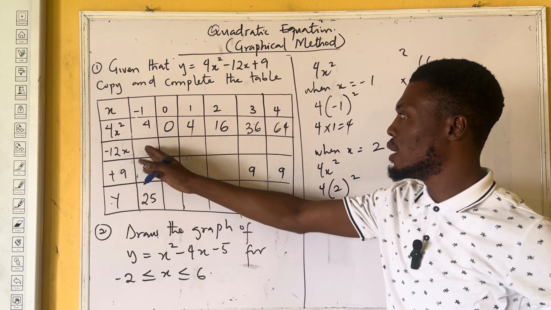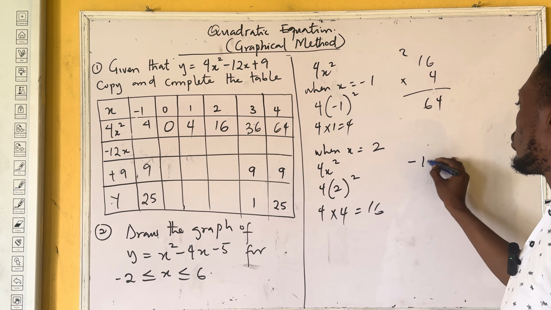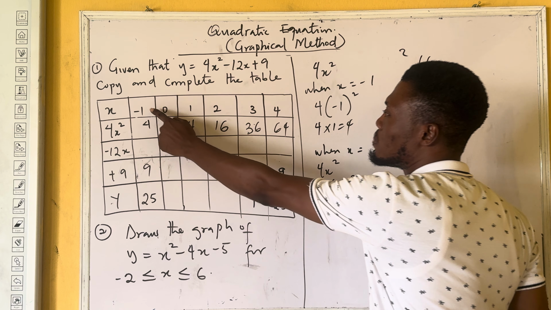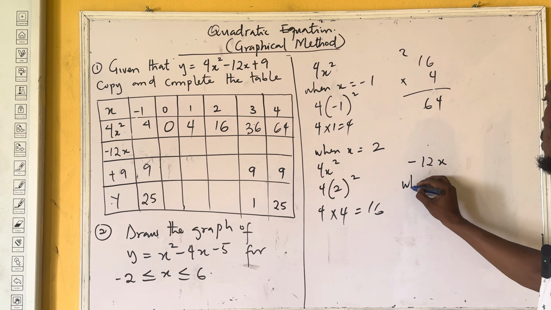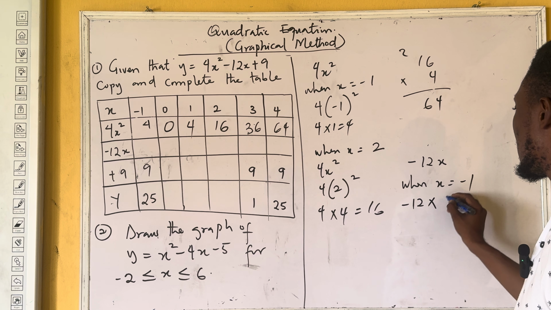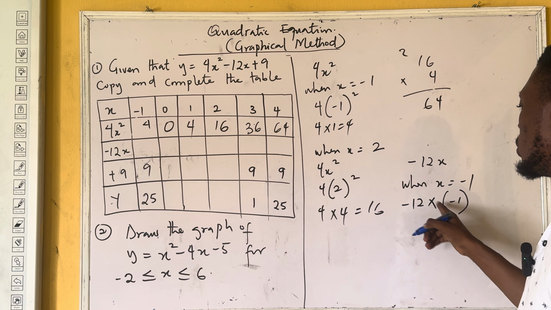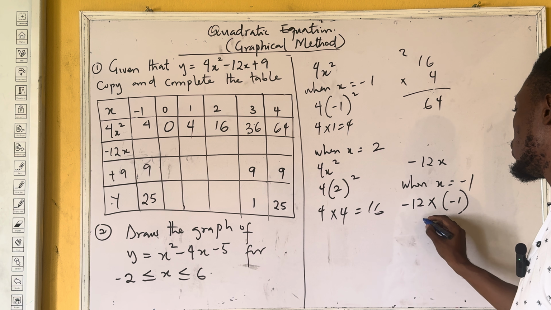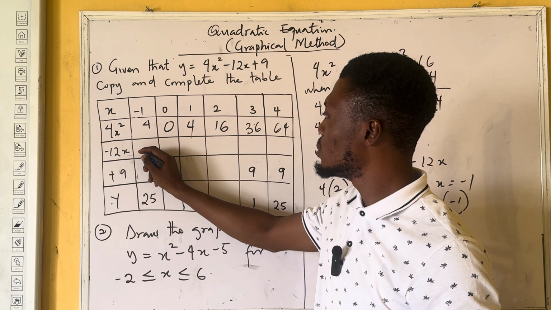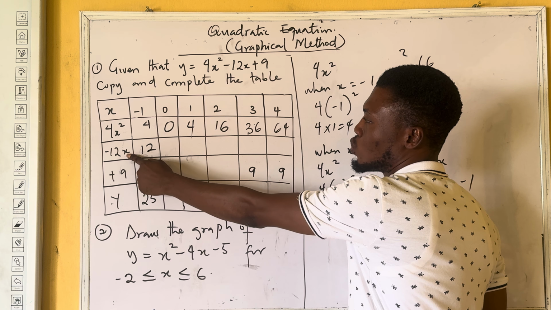Okay. Now here, we have minus 12x. When x is equal to minus 1, minus 12 times minus 1. Minus times minus is plus. 12 times 1 is 12. So here will be 12. Now this is 0, when x is 0, minus 12 times 0 is 0.